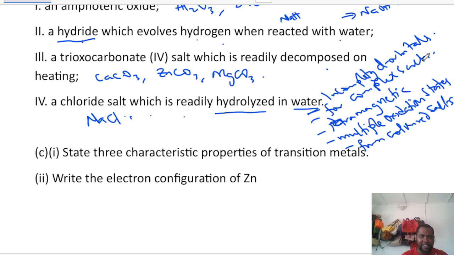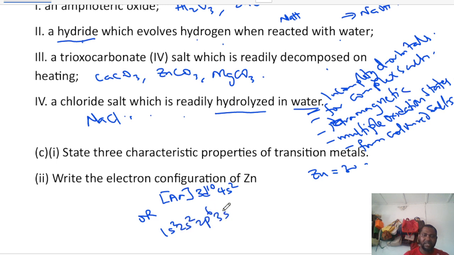And then (ii) says write the electronic configuration of zinc. Well, zinc is the 30th element, the last in the periodic table's first row of transition metals. For the configuration, I can put argon, which is 18, then 3d10, which makes 28, then 4s2. Or you can simply write the configuration for argon, which is 1s2, 2s2, 2p6, 3s2, 3p6. That is 2 plus 2, 4, 4 plus 6, 10, 10 plus 2, 12, 12 plus 6, 18. Then you add 3d10 and 4s2.